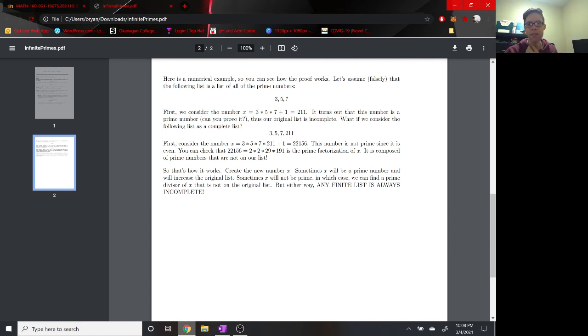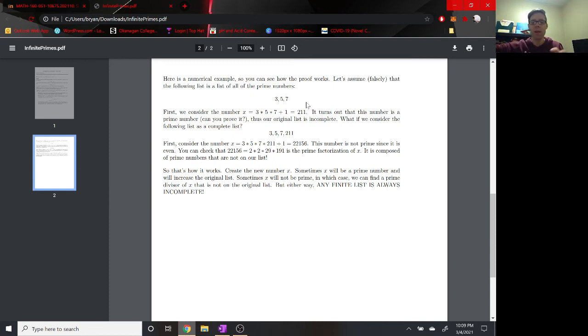What we do is we kind of create a new number by multiplying all of the prime numbers together and then adding or subtracting 1. So in our case, we're going to add 1. That gets us to the number 211. And what happens is this new number we get by multiplying all the prime numbers together and adding 1, the addition of the number 1 makes sure that the new number we get is not divisible by 3, 5, or 7.